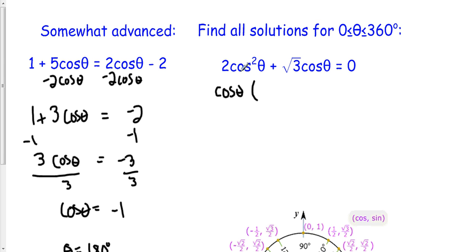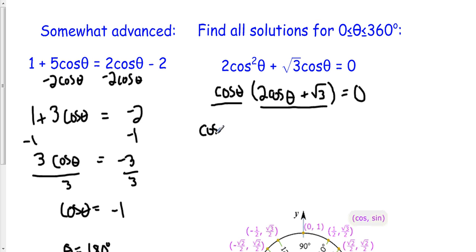When I factor that out, what's left here is 2 cosine theta. And then what's left here is just square root 3. So factoring is basically distributing or undistributing. So if I distribute this cosine in, we'd get 2 cosine squared theta, and we get root 3 cosine theta. Okay, so either cosine theta equals 0, so this equals 0, or this equals 0. Or 2 cosine theta plus root 3 equals 0. So we're going to solve each part separately, and we'll figure out the answers for each part.